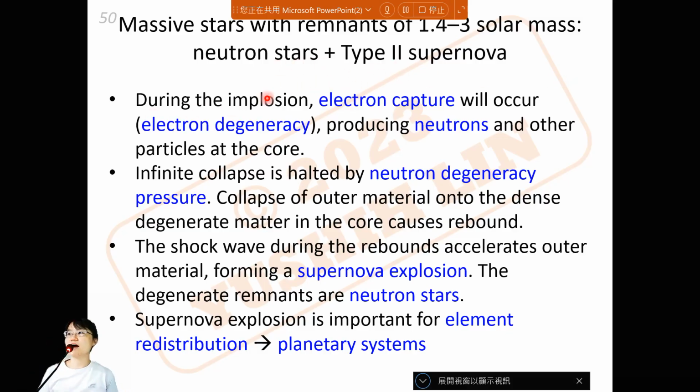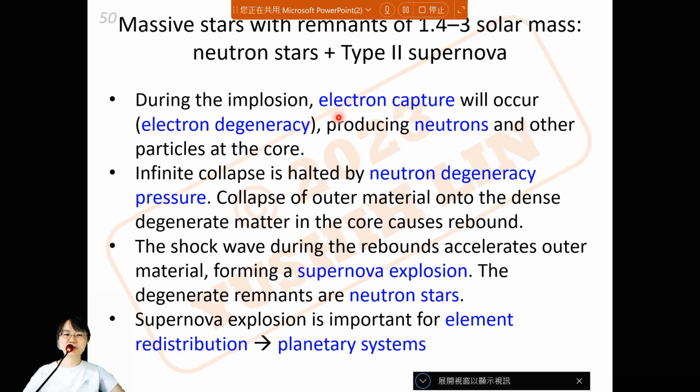At the end of their life, they use up all of their fuels. What happens when they use up their fuels? The gravity will take over. The remaining material will collapse inward. That's what we call implosion. After the catastrophic submarine accident, now you guys know the term implosion very well.